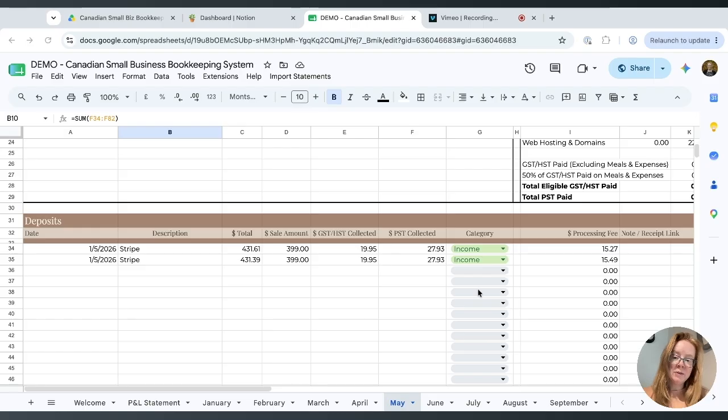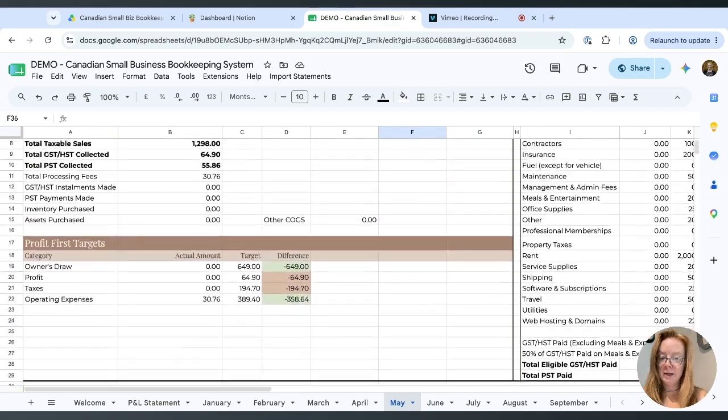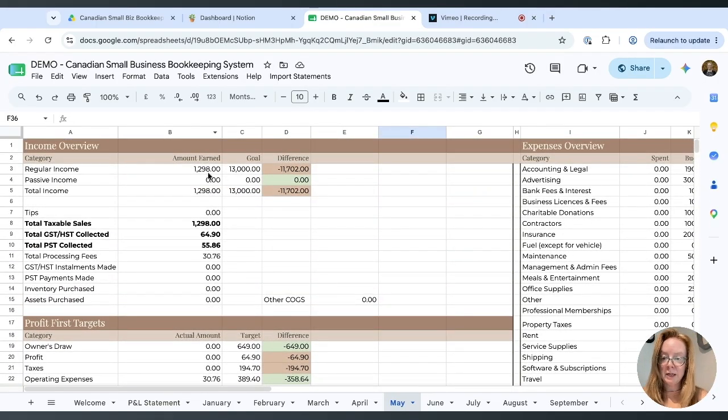Now what happens if there's a deposit that doesn't match up to a rule on the settings sheet? Well, as you can see, nothing happened, so you can manually select your category, and then you can manually fill in your numbers here. And then you can see up top, your totals will have updated for both your total taxable sales as well as what was paid for GST. So that's how to manage deposits that go into your account.